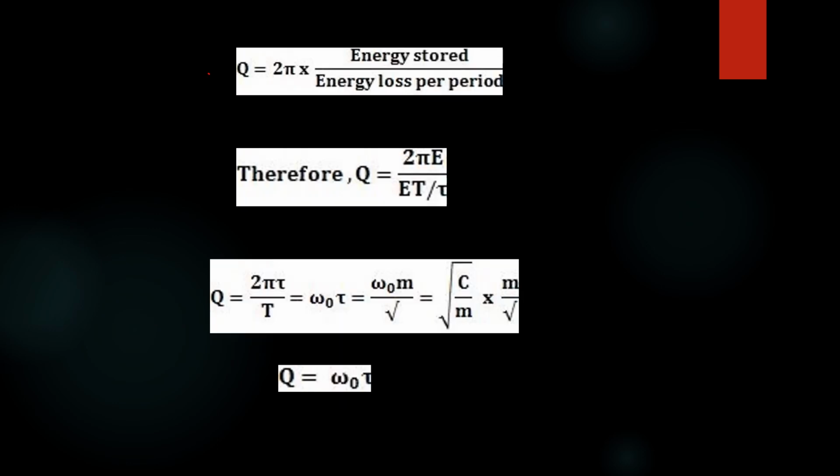The quality factor Q is equal to 2 pi into energy stored by energy loss per period. Just now we have found an expression for this energy loss per period, and it was ET by tau. So the energy stored is E. Therefore, the expression for Q becomes Q is equal to 2 pi E divided by ET by tau.